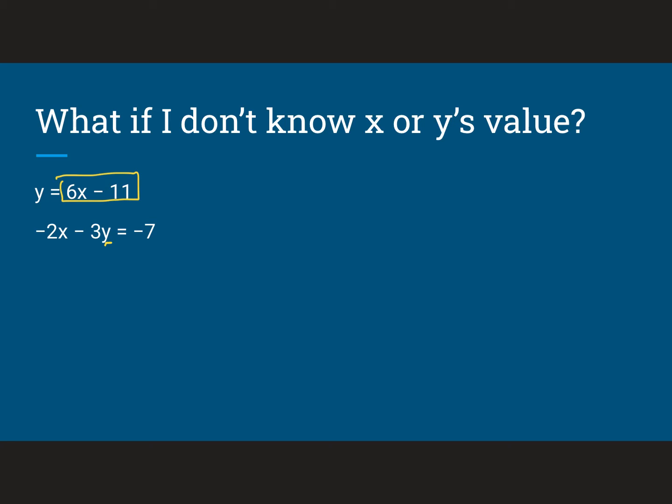So I'm going to do the exact same thing. I'm going to do negative 2x minus 3 times y equals negative 7. And then all I'm going to do is, instead of y, there I'm going to put 6x minus 11. Now, this is going to mean that we're going to have to do some distributing. So we all remember our distributive property.